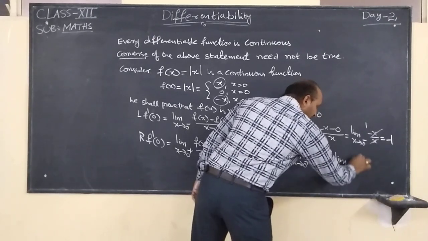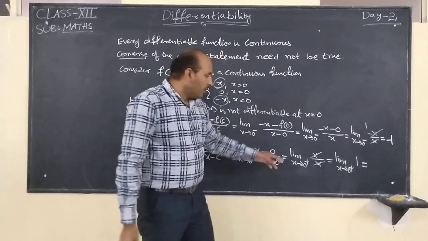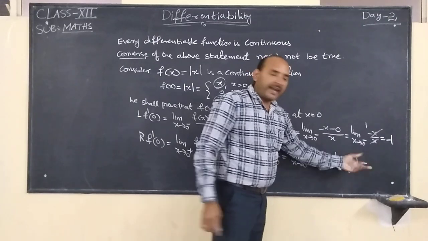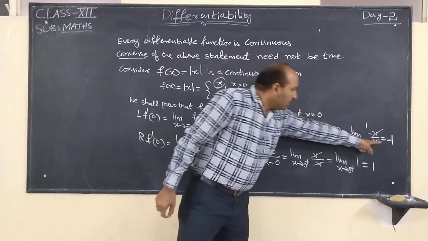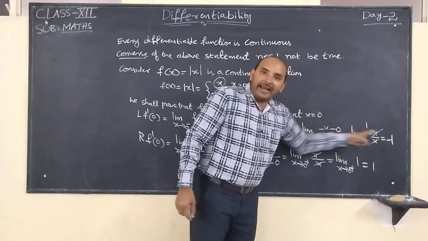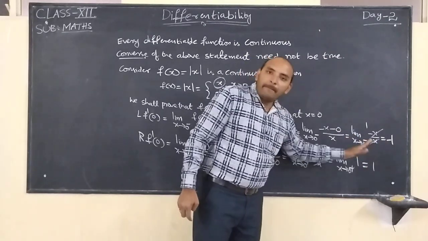0 plus constant value, limit of the constant function again, here plus 1. Observe, in the left hand derivative you get minus 1, right hand derivative you will get plus 1.